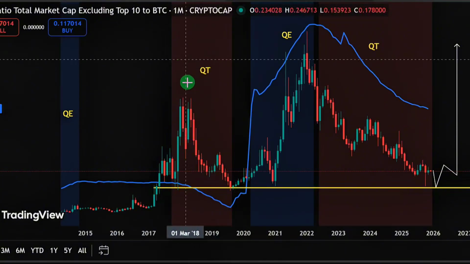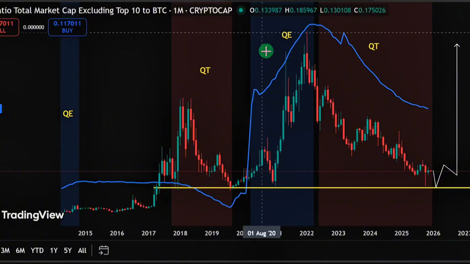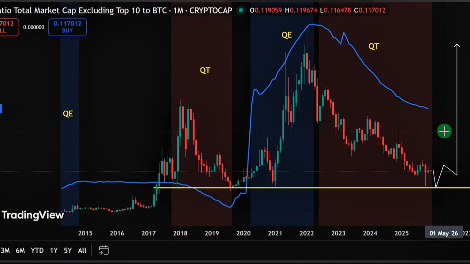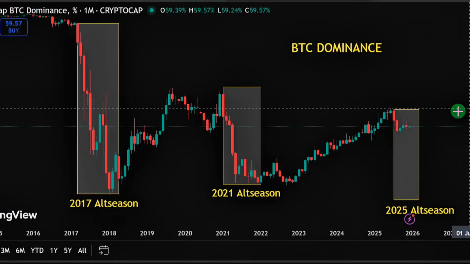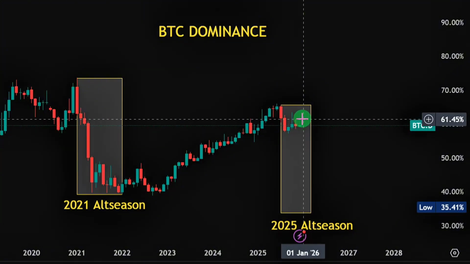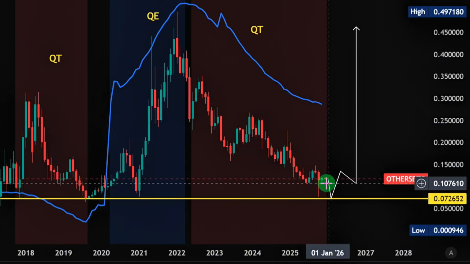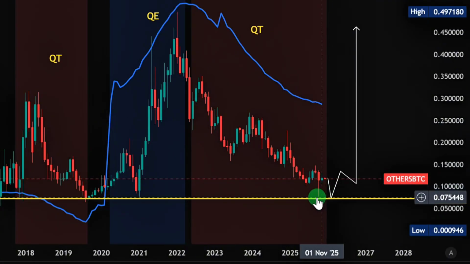This red period, which you are seeing right here, represents quantitative tightening, and this blue period represents quantitative easing. Now here's the thing, guys, the quantitative tightening actually ended December 1st 2025, but the BTC dominance still remains around the zone of 59%, almost 60%. So as long as the BTC dominance keeps on increasing from this current zone to around the 60s to 70 areas, then we should expect a further pullback for the altcoins chart all the way to the support area, which you are seeing right here.